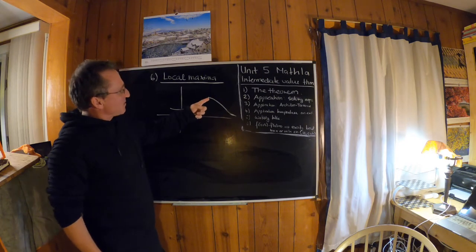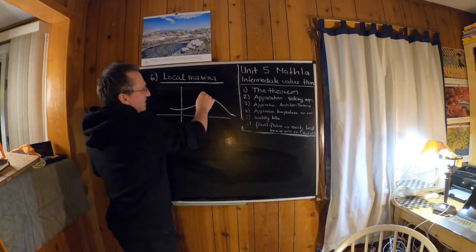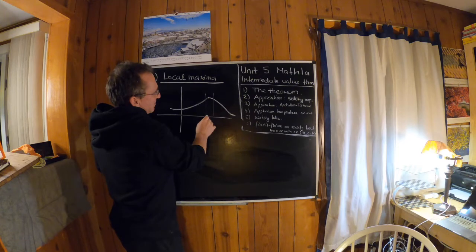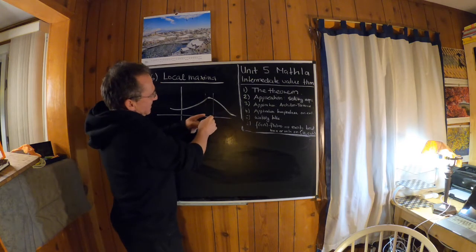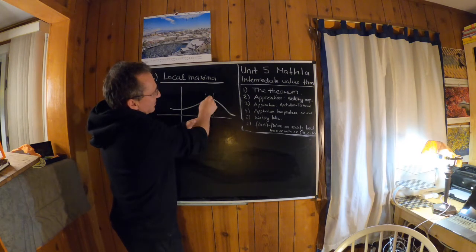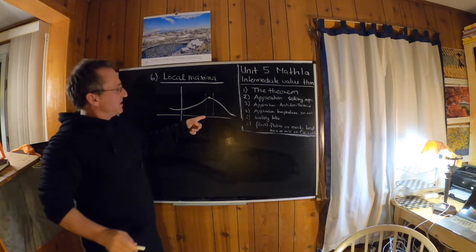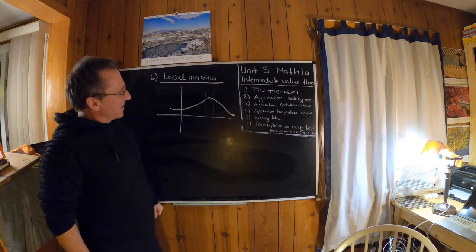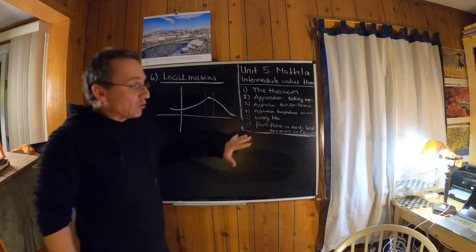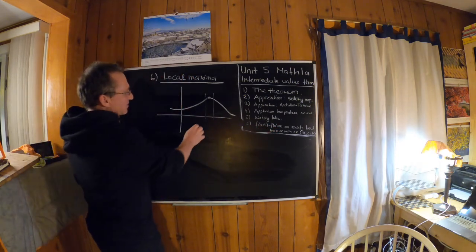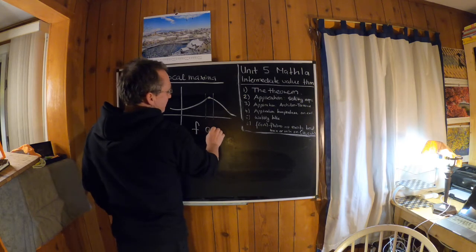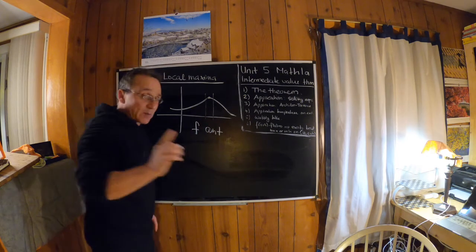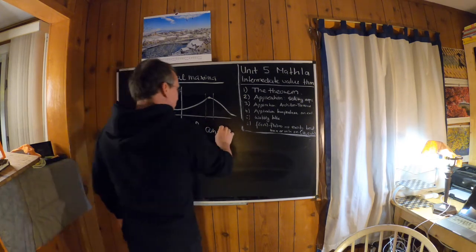It's a place where the function is maximal in a neighborhood. So what happens here with that interval around, this is the largest point. So this is called the local maximum, and we will assume for now only that the function is continuous. So it's continuous, not differentiable necessarily. We talk about differentiability next week.